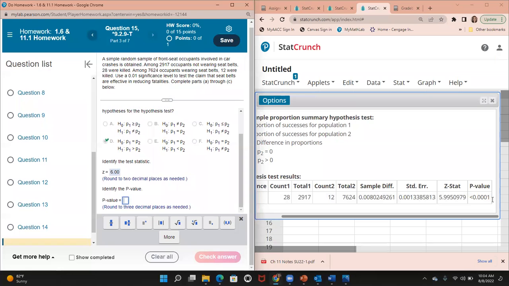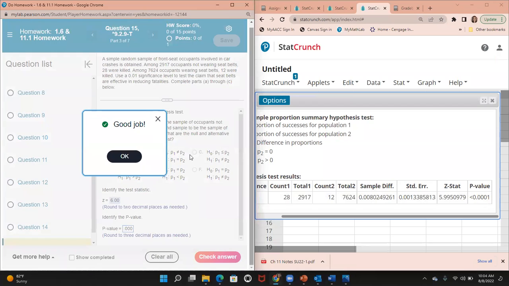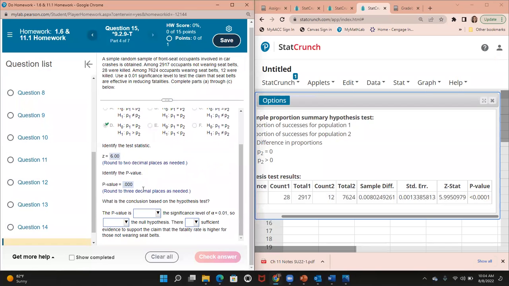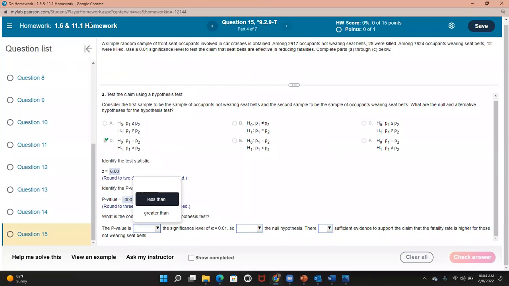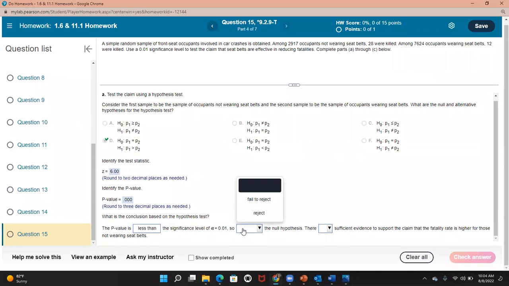It says to round to 3 decimal places. Well, that would just be 0.000. Okay, so that is really the smallest possible p-value we could get. I mean, it could be a little smaller, but it's very small. Okay, so what is the conclusion based off of this? So the p-value is less than the significance level of alpha equals 0.01. So we remember if the p-value is low, we reject the null hypothesis. So we reject the null hypothesis. So there is sufficient evidence to support the claim that the fatality rate is higher for those not wearing seatbelts.